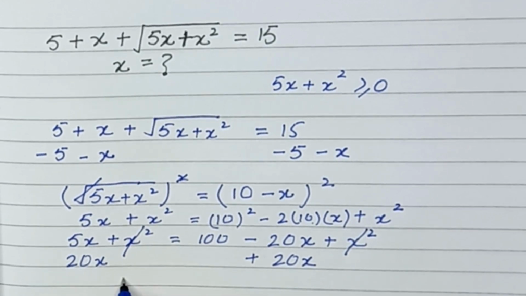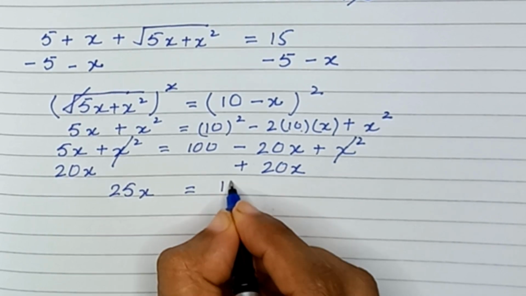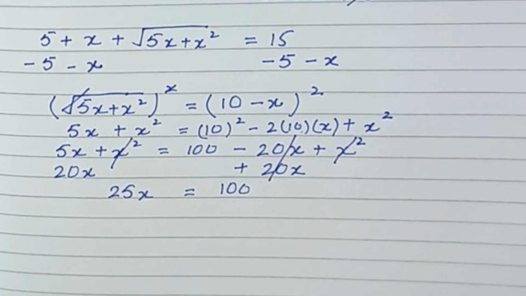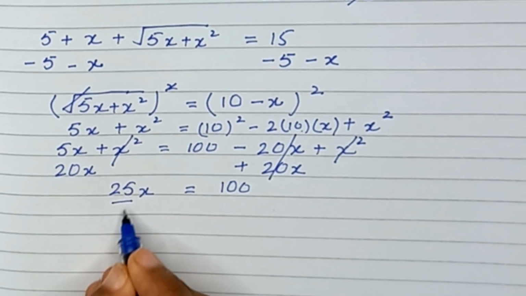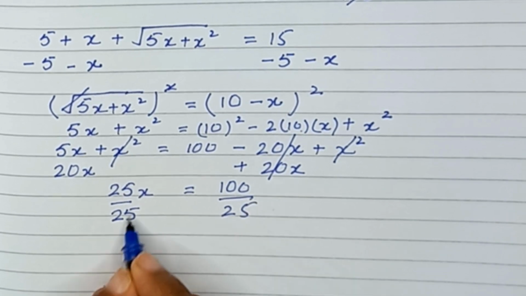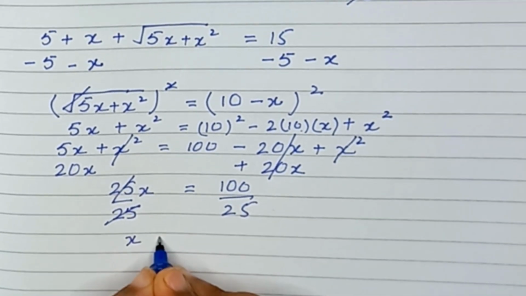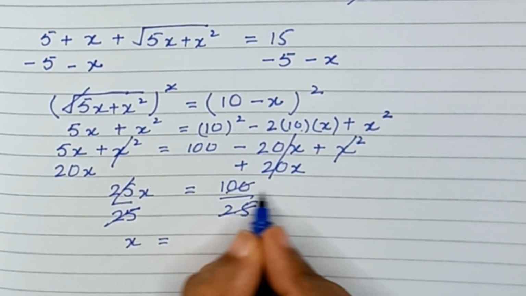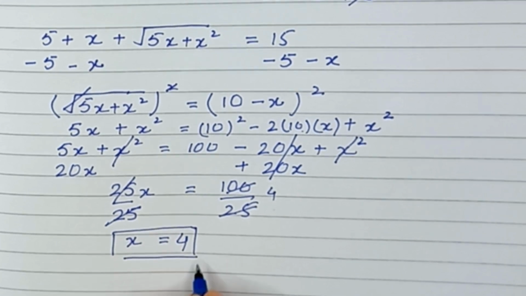it becomes 25x, which is equal to 100. So 25x is equal to 100. Now we will divide both sides by 25. So 25 and 25 will cancel out, and the value of x is equal to 100 divided by 25, so x is equal to 4.